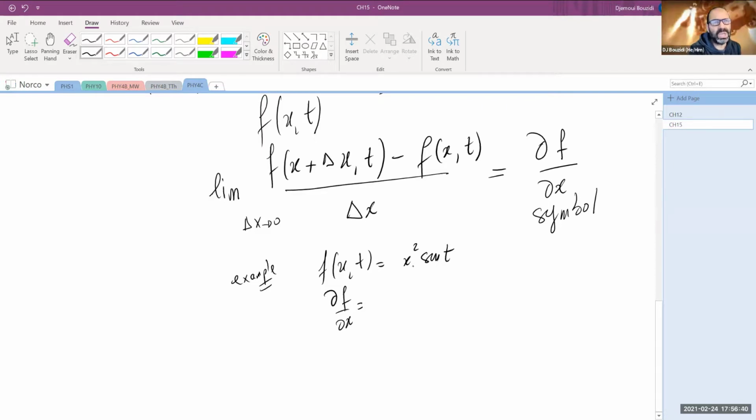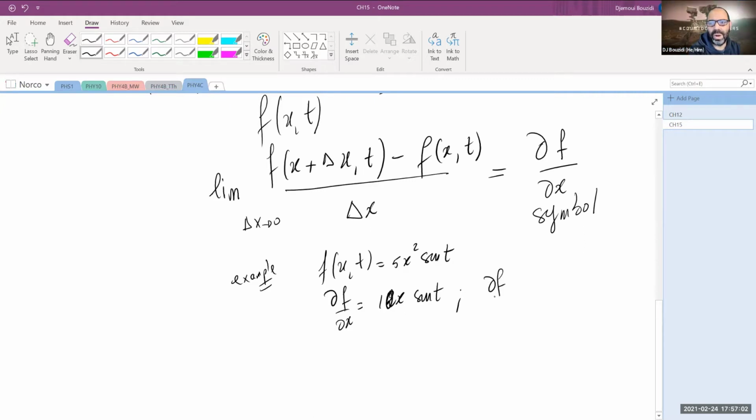So that means the derivative of x squared. What is the derivative of x squared? 2x. So this is simply 2x sine of t, because sine of t is just like another number, that's all. I could have 5 in here, and this number all of a sudden becomes 10. So 10 times sine of t times x. So this is the normal stuff.